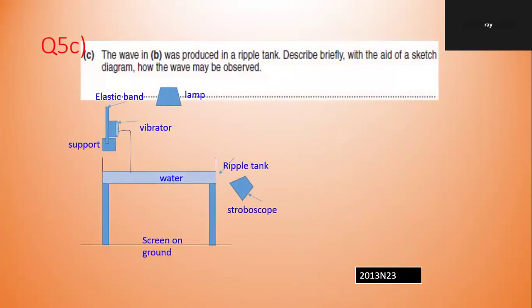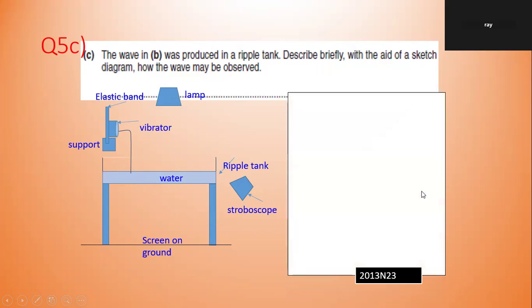Right? It just came out in 2013 November, paper 23, where they ask you: a wave in B was produced in a ripple tank. Describe briefly, with the aid of a sketch diagram, how the wave may be observed. Just giving a two-dimensional drawing is not good enough. Label your diagram: that's your water, that's your ripple tank, that's your stroboscope, that's your lamp, that's your elastic band, that's your vibrator, that's your support, and there's a screen on the ground. Describe briefly, and explain that it is carried out in a dark room.